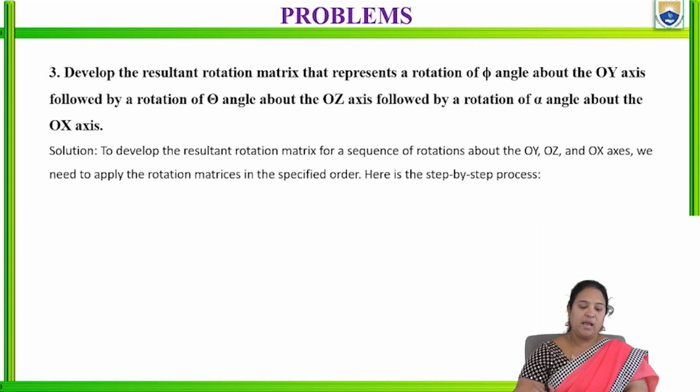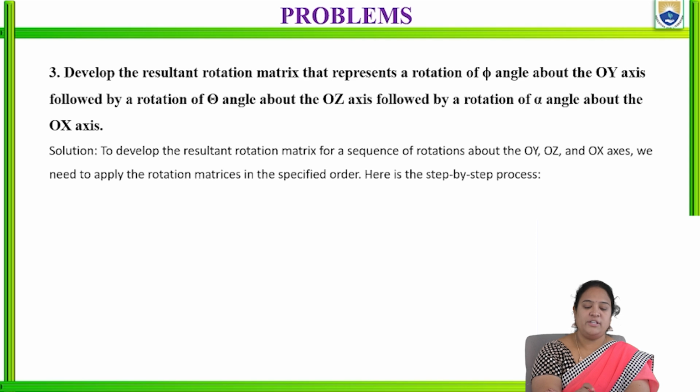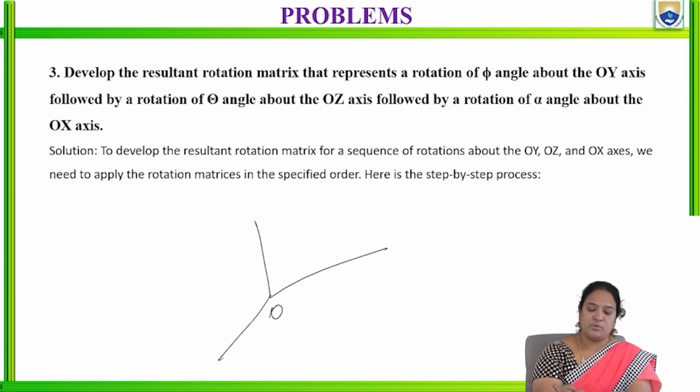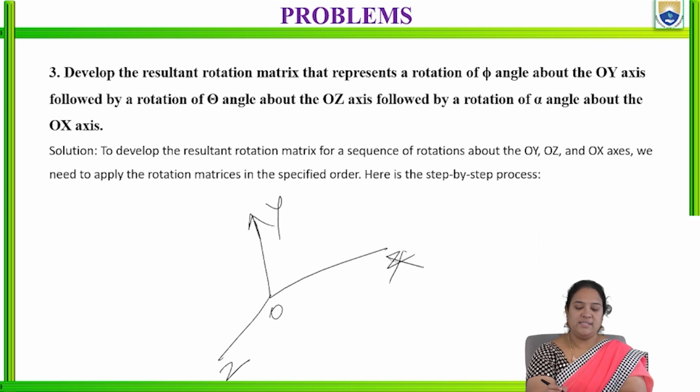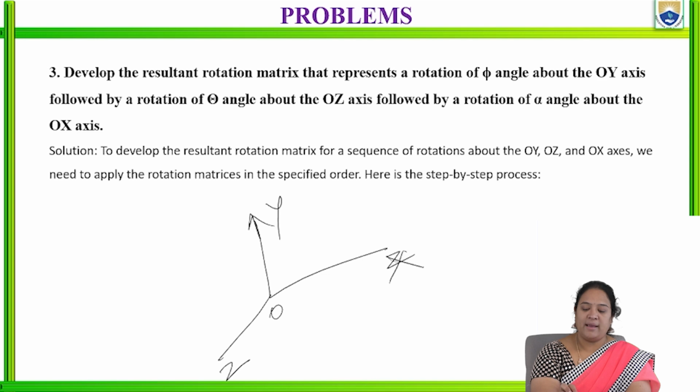Right? Now next, coming to the third problem, we need to develop the resultant rotation matrix that represents a rotation of pi angle about the OY axis, followed by a rotation of theta angle about the OZ axis, followed by a rotation of alpha angle about the OX axis. That is, we are considering three axes, OX, OY and OZ. Right? Now we need to find out these particular angles.